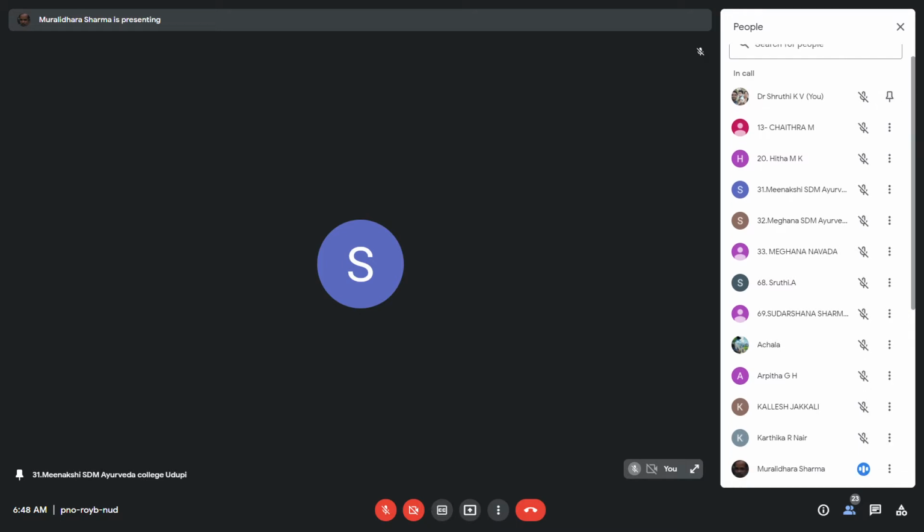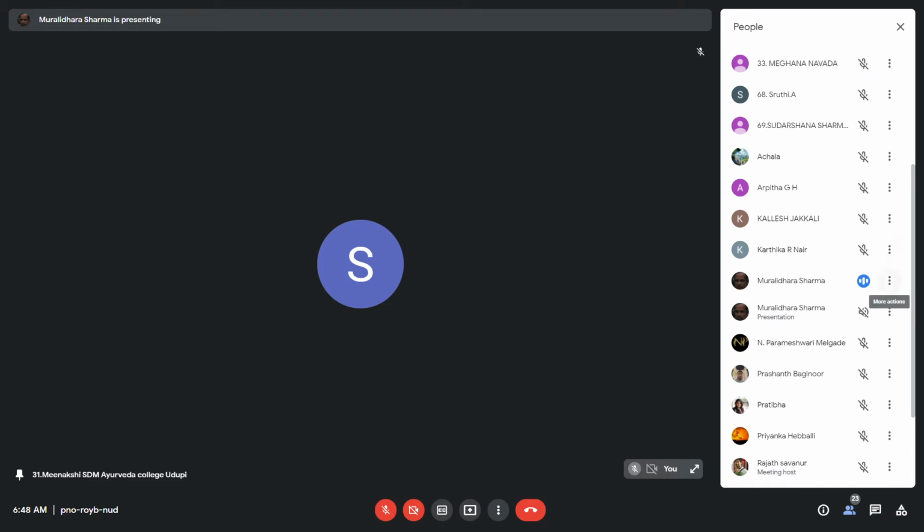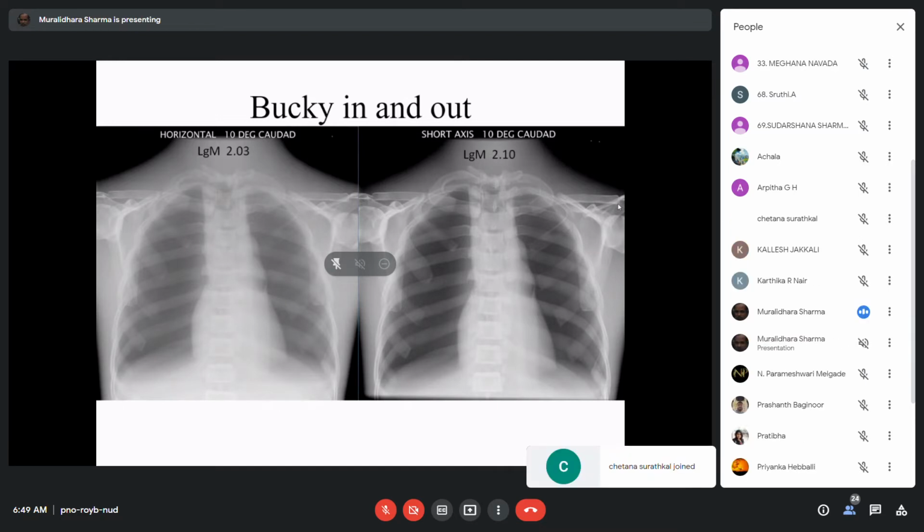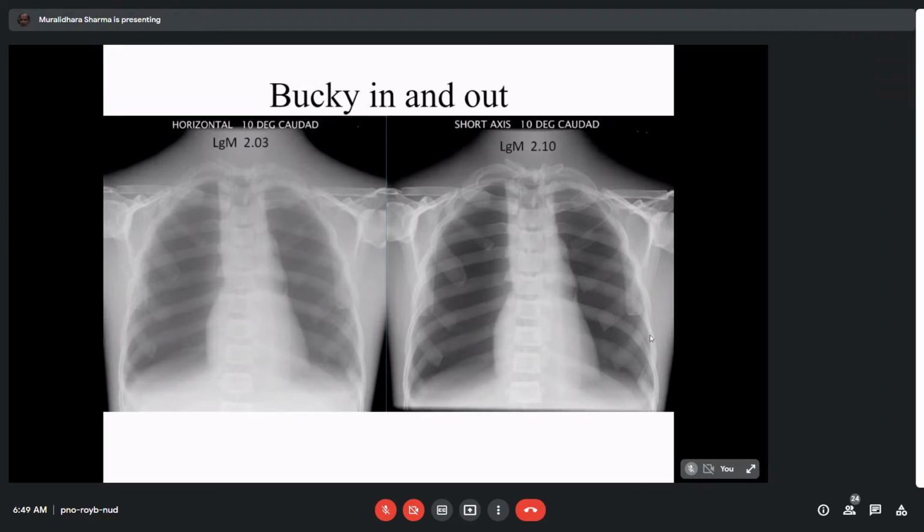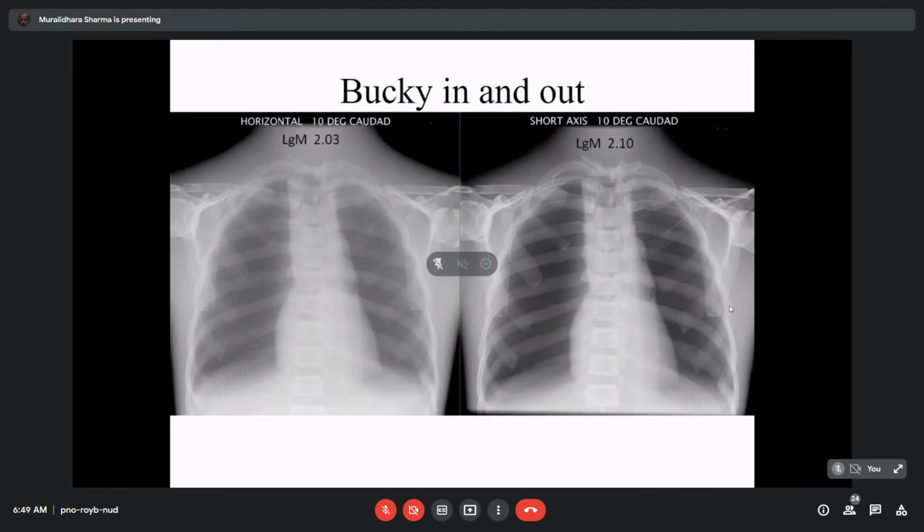So what you will see is in a case of bucky in film, the first one, you will see that the sizes of the structures can be easily assessed and they can be measured. You don't see a variation in the size. Whereas in the bucky out film, if you look at the clavicles, you can see that the peripheral end of the clavicle seems to be much wider than the medial side. The lateral side seems to be wider. Or even in the ribs, the lateral portion seems to be much wider than the medial side. So this is the effect of the bucky out.